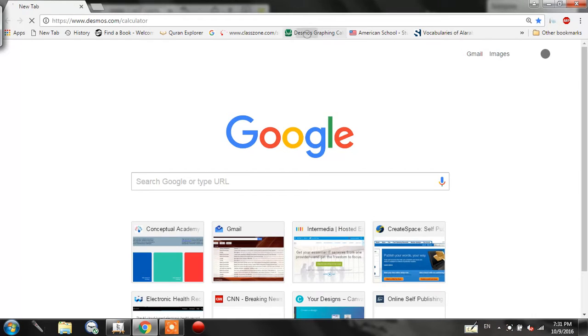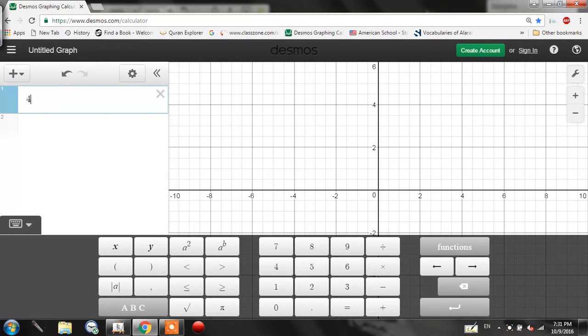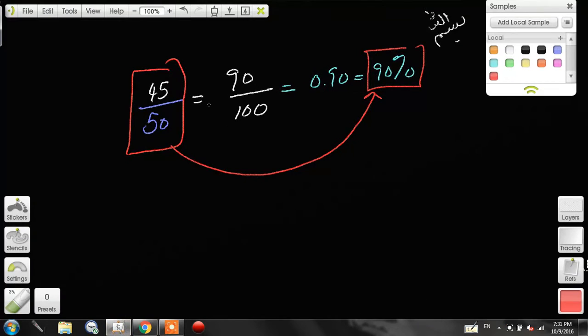Now, if you take a calculator, you take 45 and you divide it by 50, you get 0.9, correct? So you can express the same 0.9 as a percentage. Move the decimal 2 places. That's 90%. Correct?